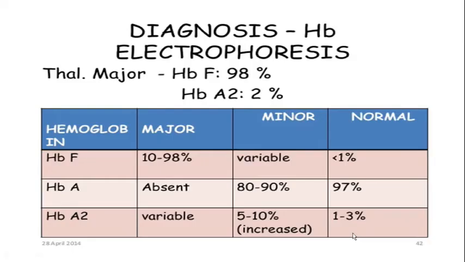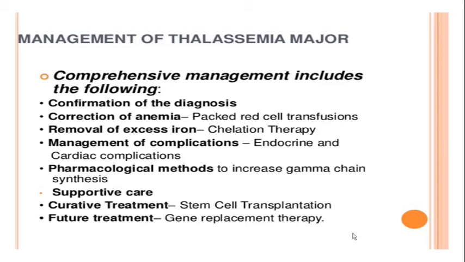So the management of thalassemia major will be basically comprehensive management, which includes confirmation of the diagnosis, then correction of anemia through repeated packed cell transfusion. Very strangely, you have a dual therapy where correction of anemia leads to excess iron deposition, and there again you will need removal of excess iron, and that is chelation therapy. Then management of complications like endocrine or cardiac complications or infection.